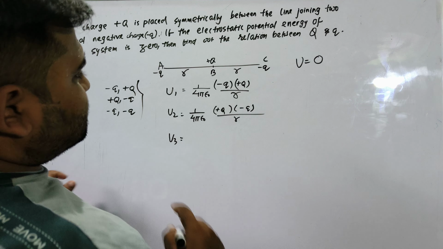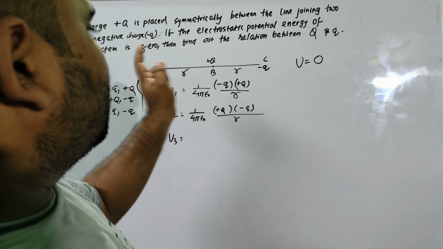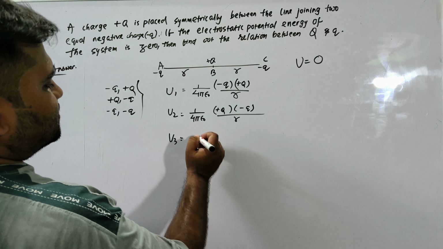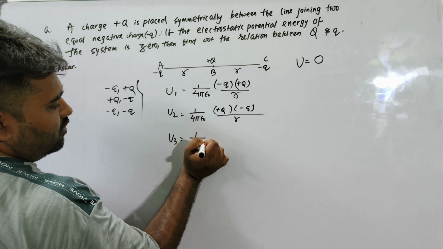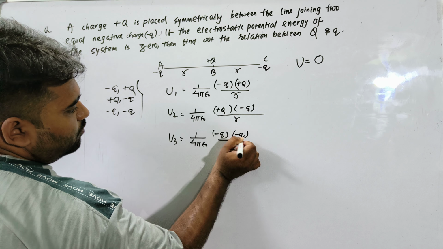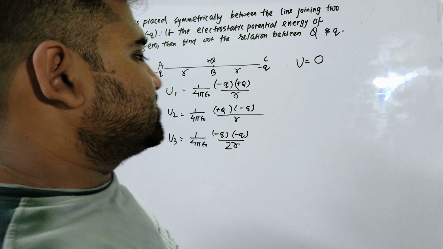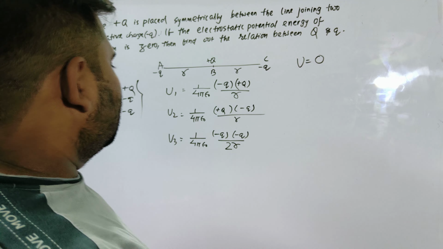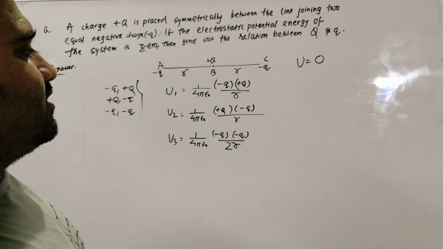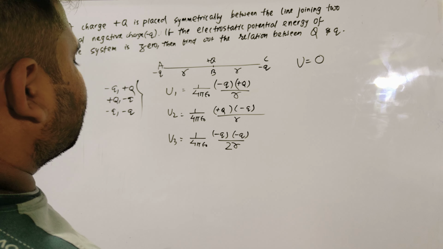The electrostatic potential of this pair that consists of both the negative charges is 1 upon 4 pi epsilon naught, minus q into minus q upon 2r. The distance between those negative charges is 2r. So at last, since these are all scalars, they are constant things, or numbers, you can add them.